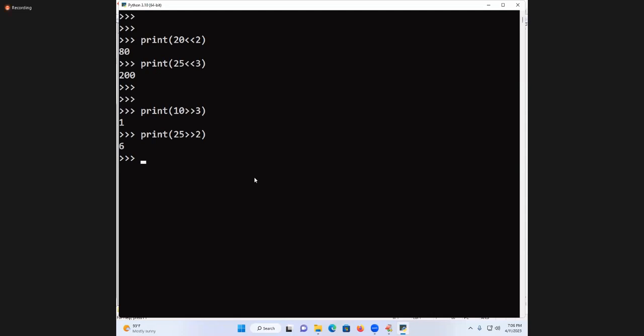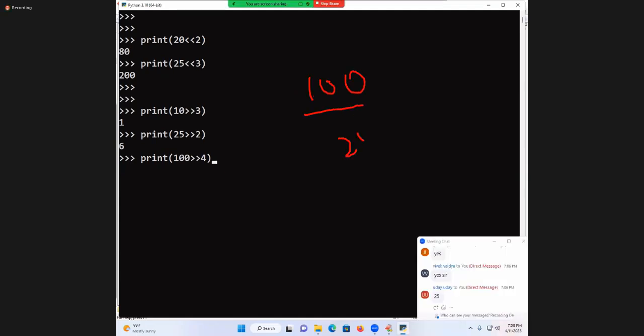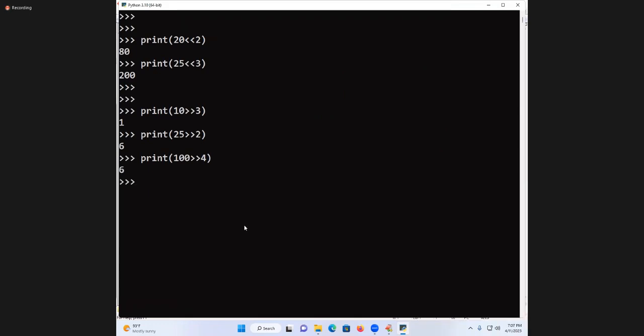What is the answer now? 6. Are you able to follow? One more question. 100 double greater than 4. Answer please. Multiplication problem? 100 by 2 to the power of 4. 100 by 16. 16 6s are 96. The answer is 6. 6 is the answer. Are you following? These are very regularly asked questions.